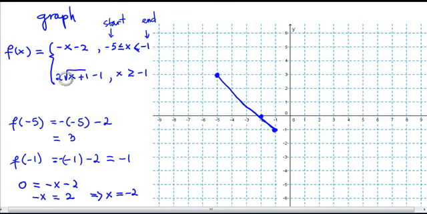For part 2, for right here, before I move on, I just want to mention that because I cannot go to -1 here, I just make an open circle here. And right here should be closed.